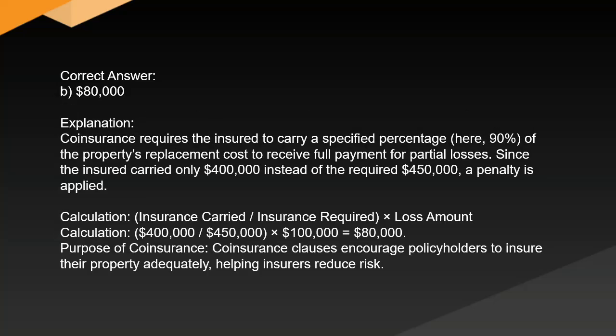Correct answer. B. $80,000. Explanation. Coinsurance requires the insured to carry a specified percentage, here 90%, of the property's replacement cost to receive full payment for partial losses. Since the insured carried only $400,000 instead of the required $450,000, a penalty is applied. Calculation. Insurance carried, divided by insurance required, times loss amount. $400,000 divided by $450,000, times $100,000 equals $80,000. Purpose of coinsurance. Coinsurance clauses encourage policyholders to insure their property adequately, helping insurers reduce risk.